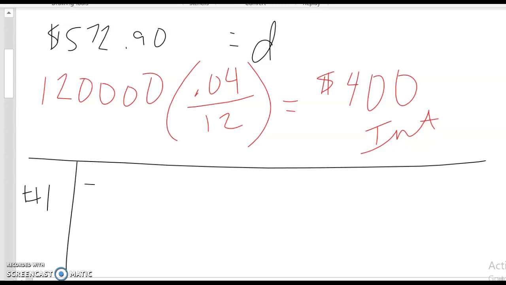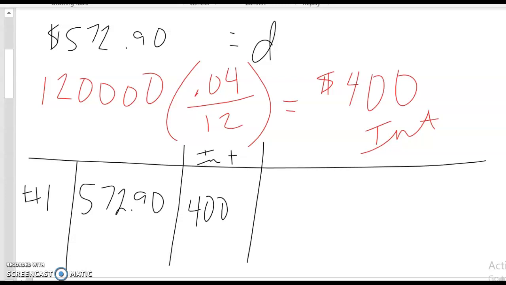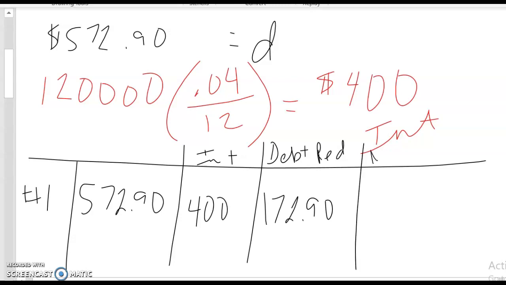The monthly payment is $572.90. How is that broken up? Well, it's broken up by interest, which we know is $400, and that means the debt-reducing payment. If you make a payment of $572.90 and $400 of that goes to interest, that means your debt is only being reduced by $172.90. That means your new balance on your loan is that $120,000 you started with minus that $172.90.